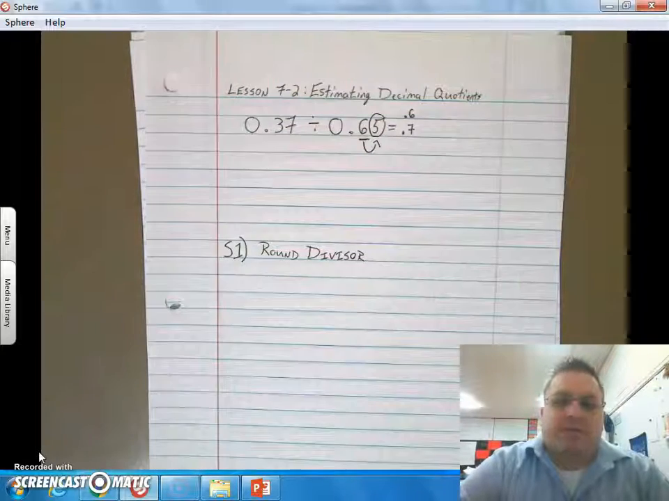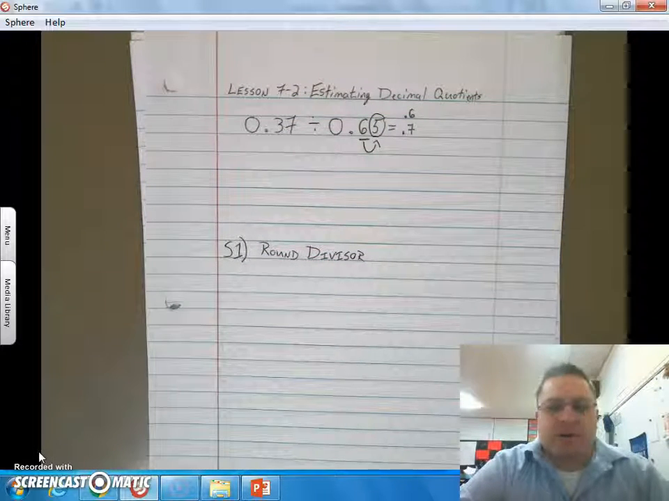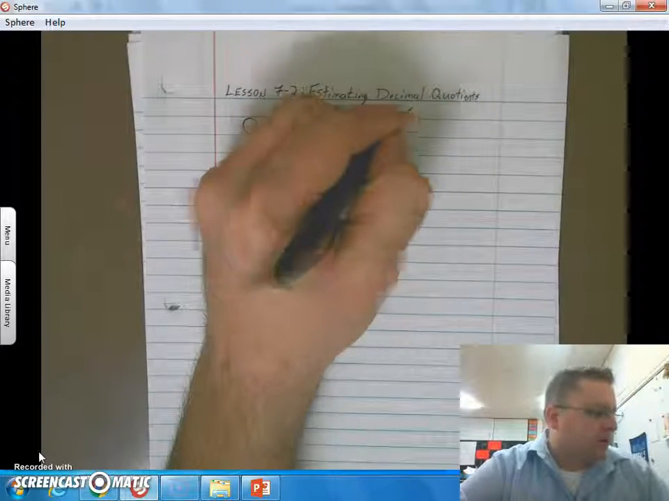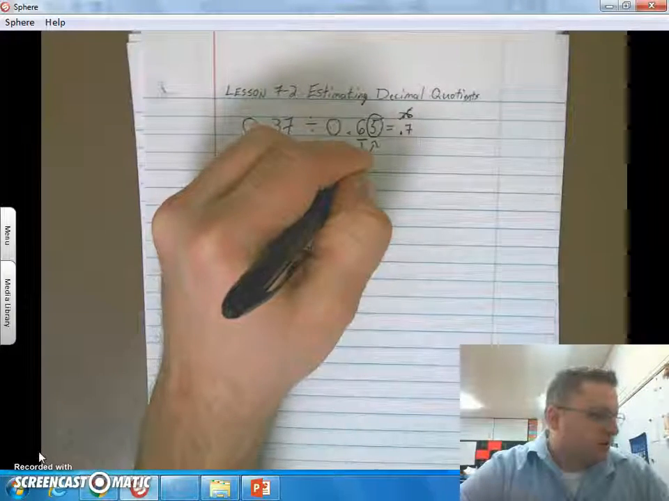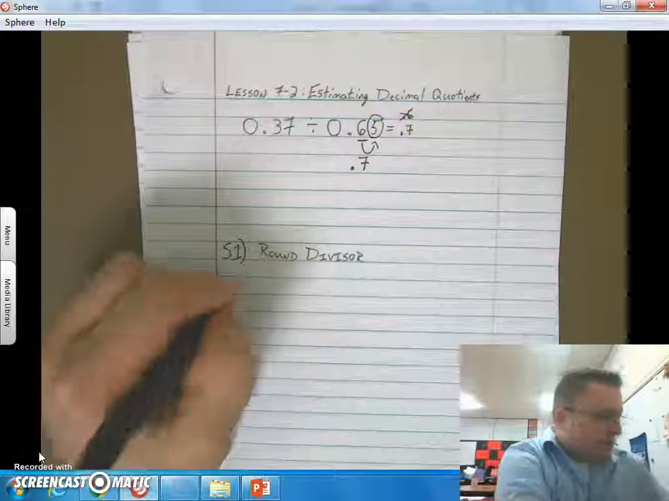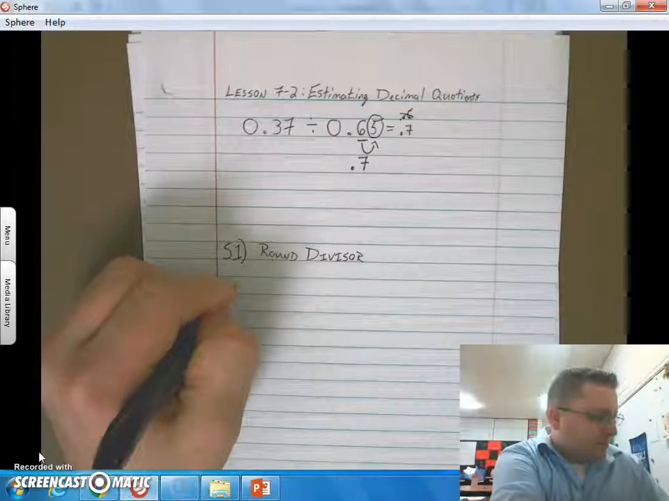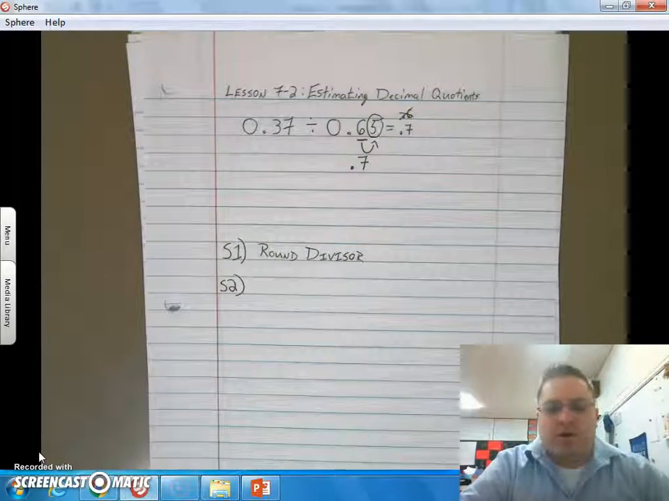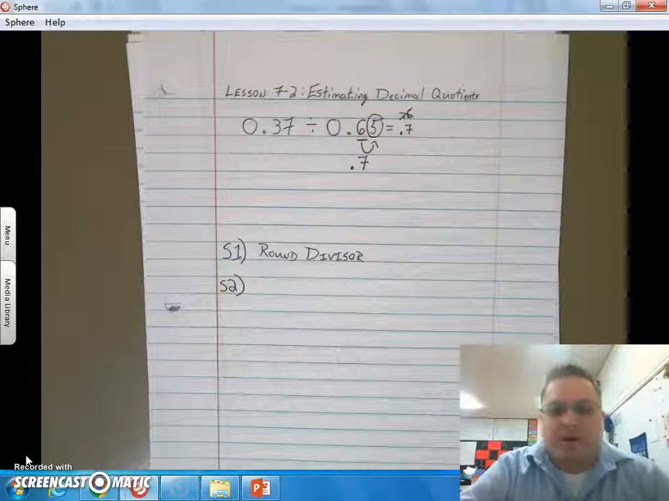And remember, since it's a 5, it's already halfway in between the 0.6 and 0.7, so we are going to round to 0.7. Our second step is that we are going to make our dividend a compatible number.